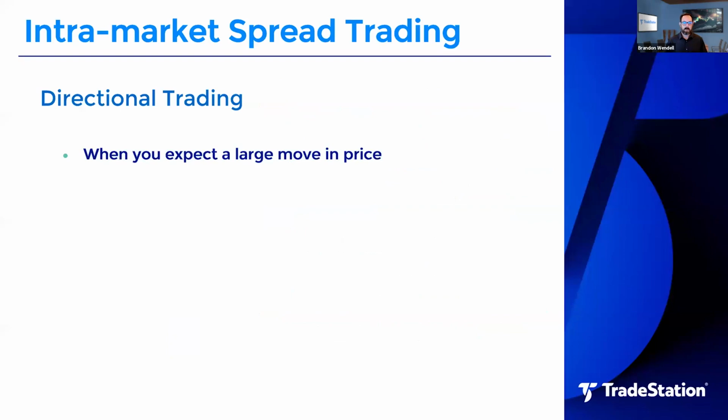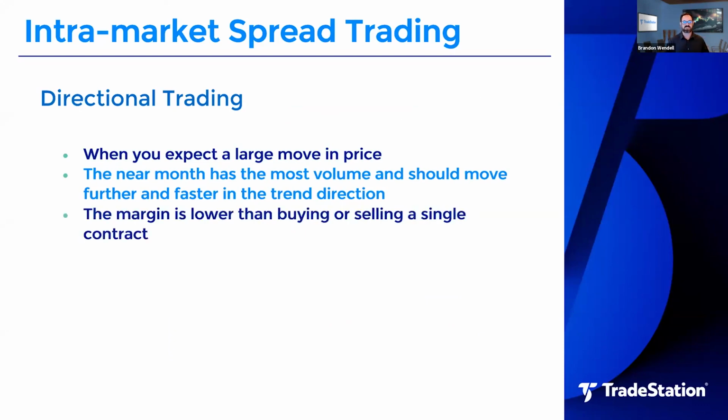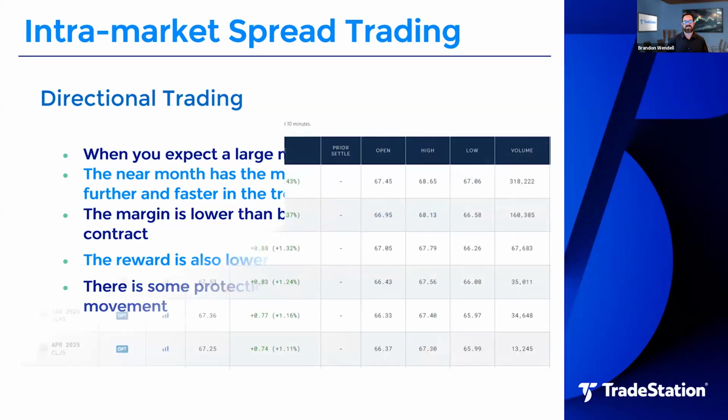So you do directional trading when you're expecting a big move in price. Typically, the front month has more volume and moves further and faster in whatever direction the trend is moving. The margin is lower, which is a great advantage over trading directional. The reward is lower as well. I have to keep mentioning that. But you get some protection if prices don't go the way you wanted them to.